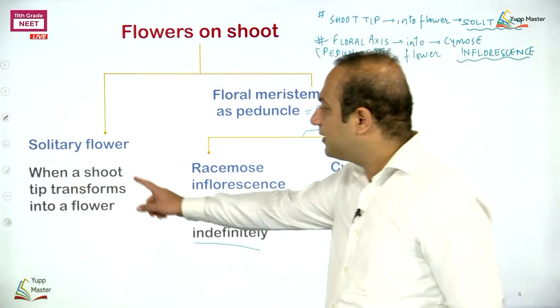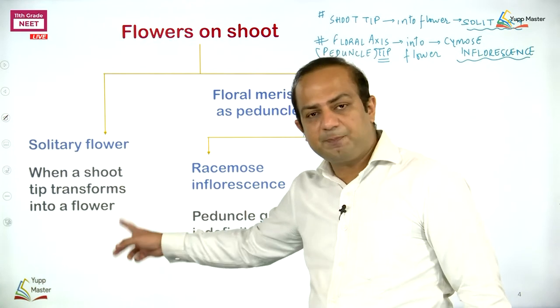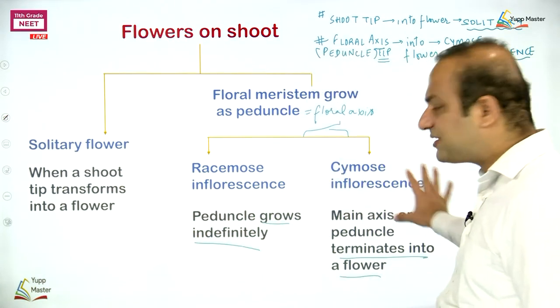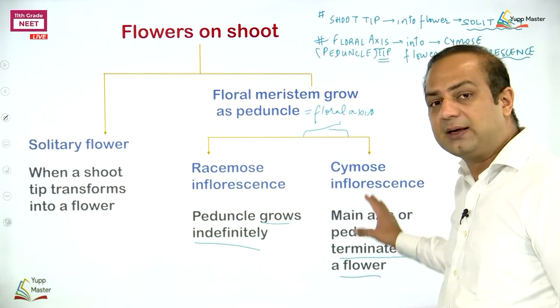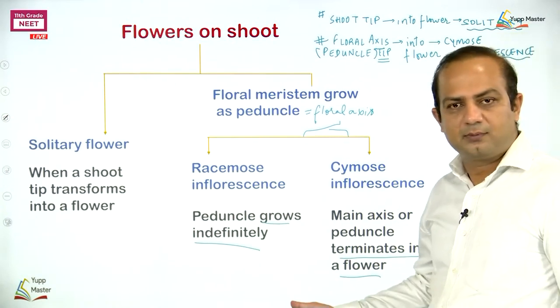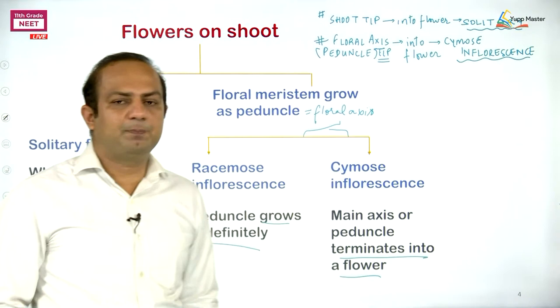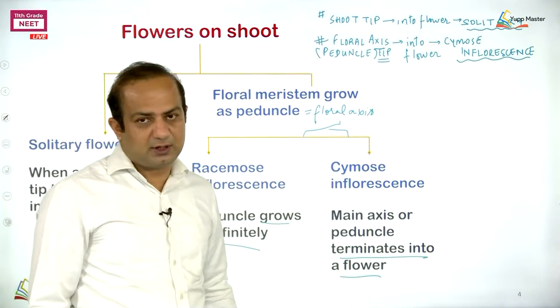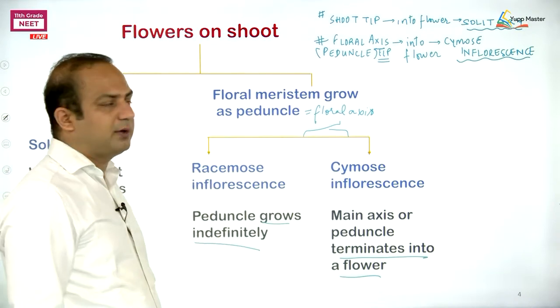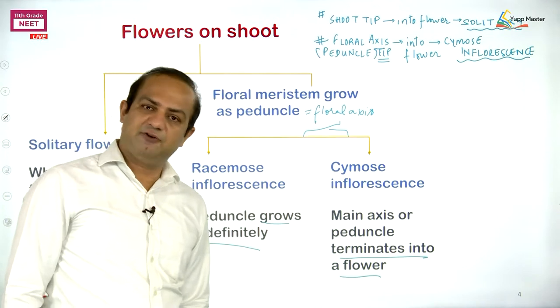So here we say, flower is single, tip is bearing the flower. Here flowers are many, but still the peduncle tip is bearing the flower. Okay, clear? So this is the thing that we need to compare. Comparison is a necessity. Okay, we need to do it whenever there is a chance, definitely.